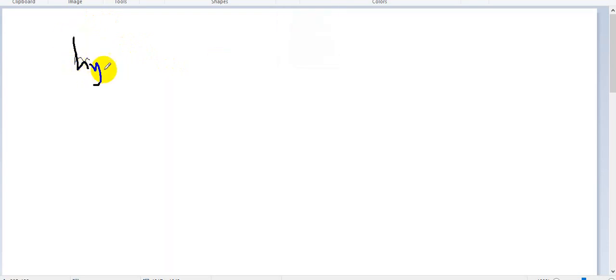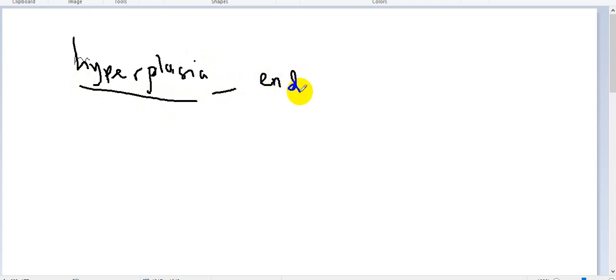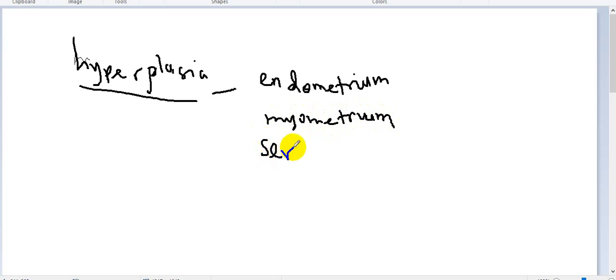So we have hyperplasia, excessive multiplication of cells or division of cells. That is especially also in the endometrium. When a woman, the females who are menstruating, their womb comprises of endometrium, myometrium, and serosa or perimetrium. These are the layers of the womb.